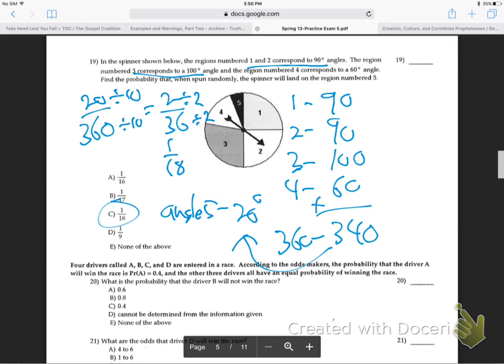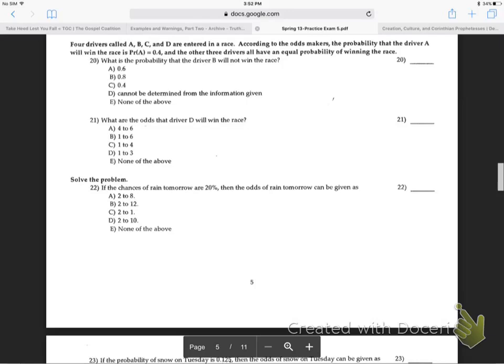Okay, question 20. This is where you lay out the probabilities. So 4 drivers are entering a race. According to odds makers, the probability that driver A will win is 0.4. The other drivers have equal chances. So there's A, B, C, and D. A is 0.4. The other 3 all have equal, so x, x, x. Right? Remember how we did that when we did the other one like this? If they're all equal, you call them all x.